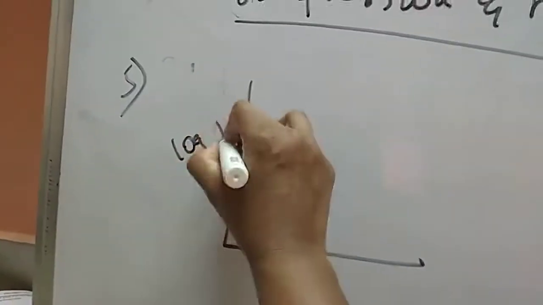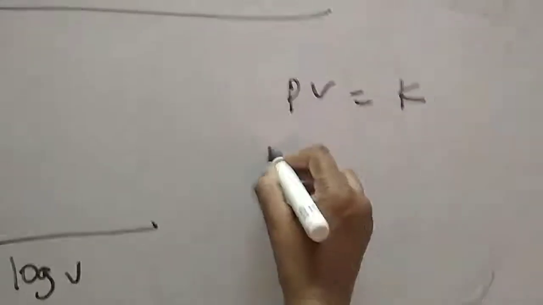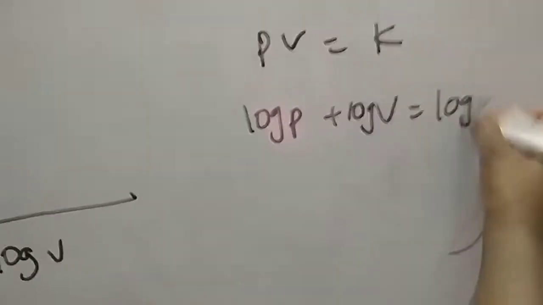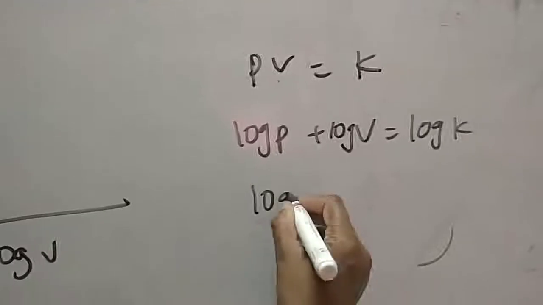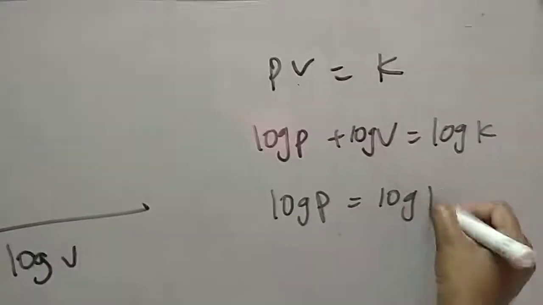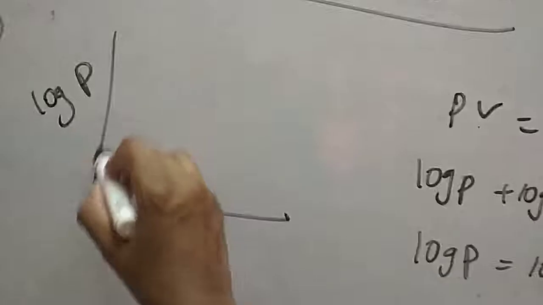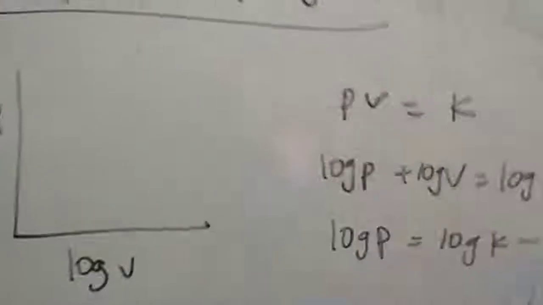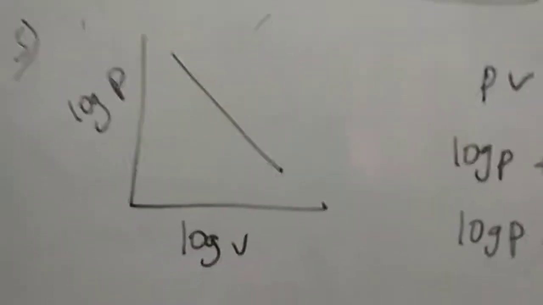log P and log V. How did we get this log P and log V relation? We'll see. PV equals K, the same relation I took previously. So it is log P plus log V equals log K. I applied logs on both sides. Then log P equals log K minus log V. Here I am getting the minus log V. To this I am drawing, so I'll get the graph just like this, log P and log V.